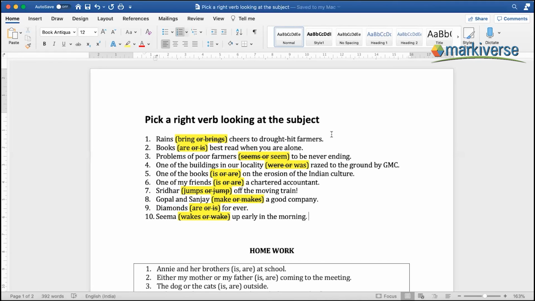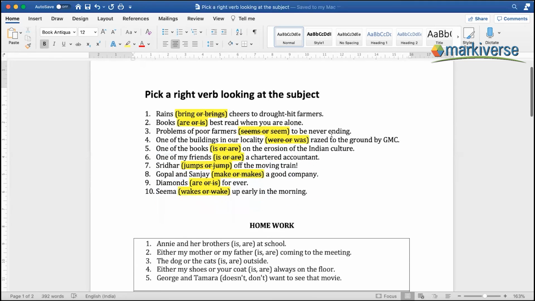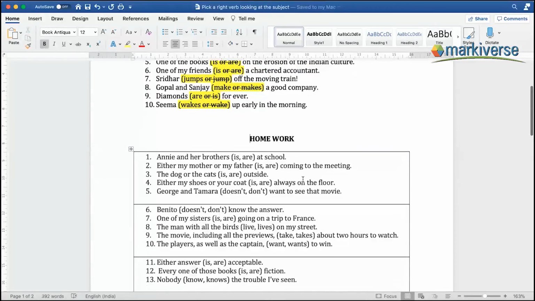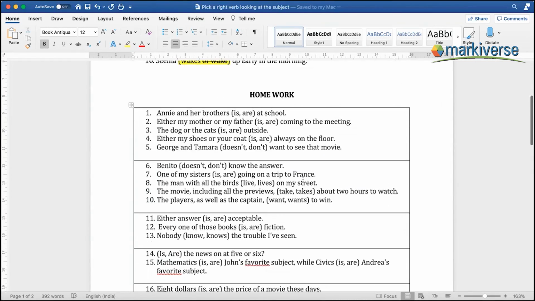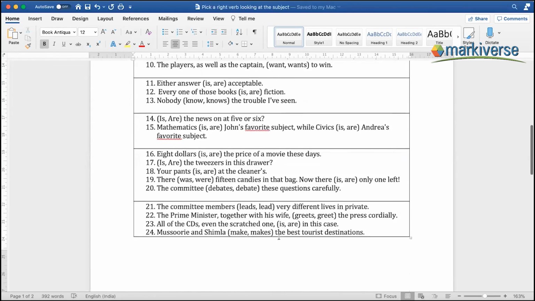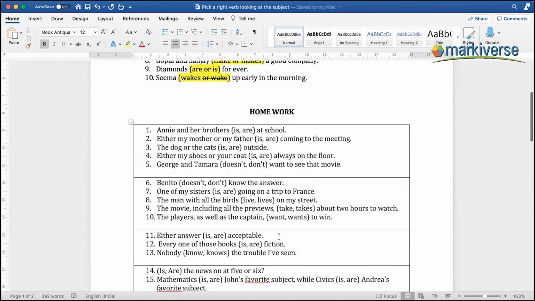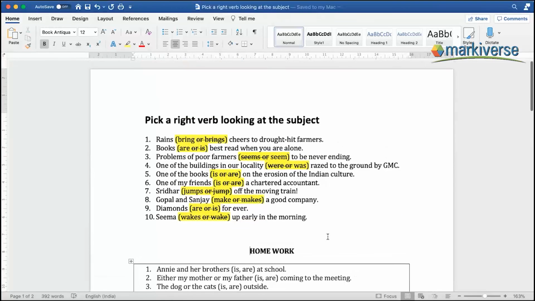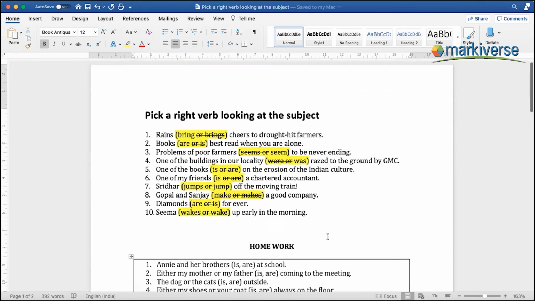Cool. So I've helped you with 10 examples of how to pick the right verb. Now it is your duty or your job to go through this homework and select appropriately. I will give you the answers in my next session about this homework, but please mention any questions you have in the comment box and I will be happy to answer.